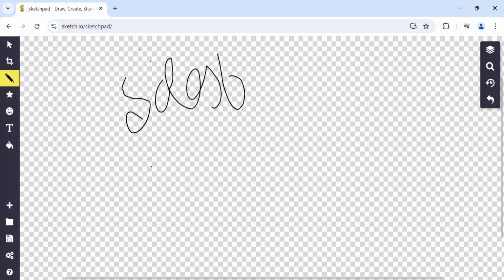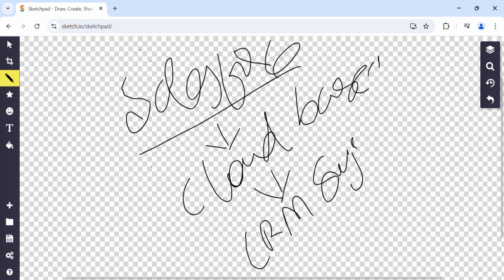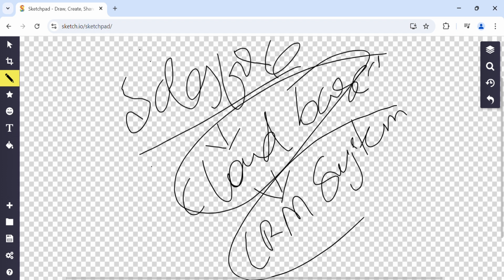Salesforce. Okay. So what is Salesforce? Salesforce is a cloud-based CRM management system. As the description says, it's a cloud-based CRM system. So in order to understand Salesforce, we need to understand these two things: what a cloud-based system is and what a CRM system is.